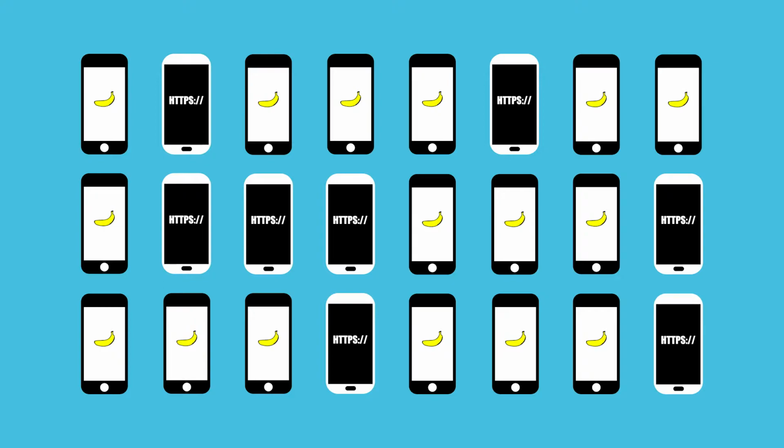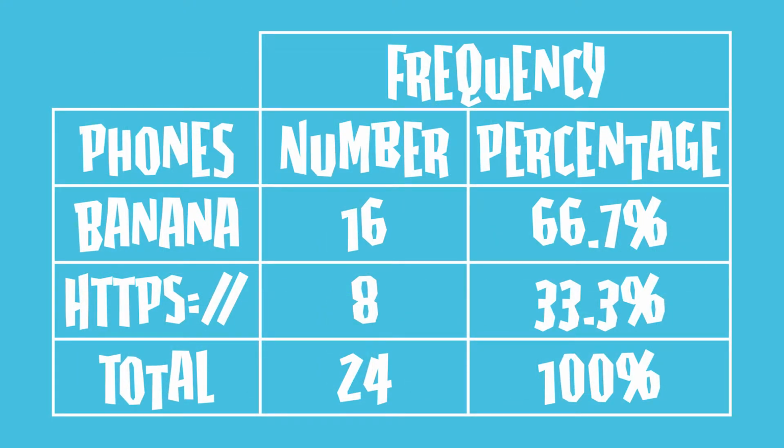Let's collect this data into a frequency table. There should be two main columns in this table: the type of phone and the frequency. The frequency can be displayed in two ways, so we split the column in two: frequency as a number and frequency as a percentage respectively. The last row in our frequency table is the total. This is where we add our values to make sure that we have collected all of the data.